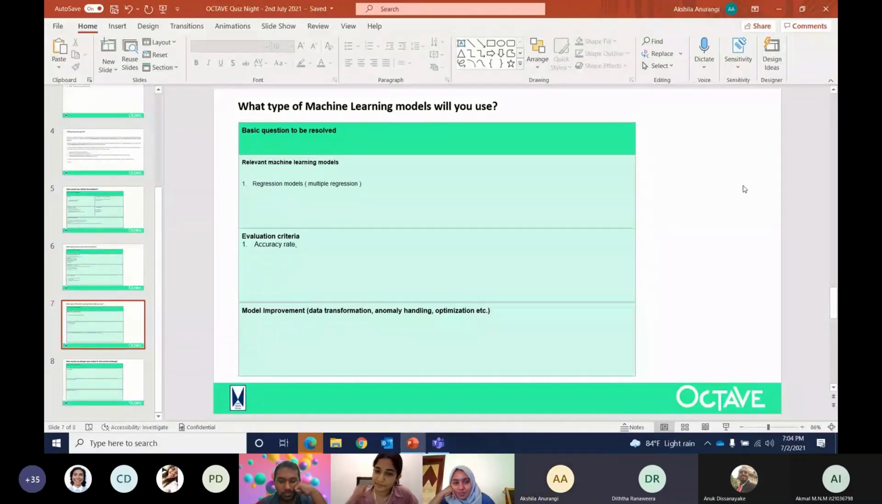We would like to go for a regression model, a multiple regression model, because we have not only one independent variable, but more than one independent variables. And for our evaluation, we are going to get the accuracy rate. It means when you are forecasting, how many we can get right and wrong, and maybe the p-values and all. And for the model improvement and anomaly handling, I'm not pretty sure, but we didn't discuss that.